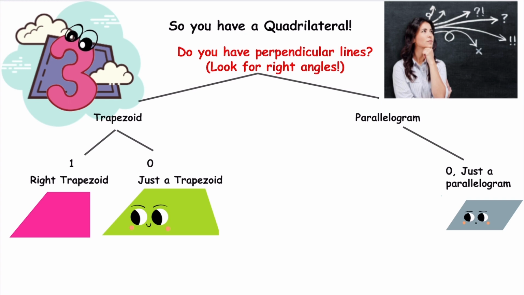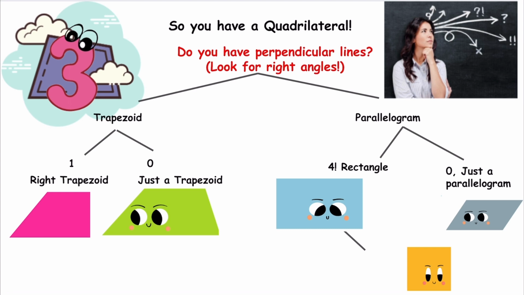But it's possible that all 4 sides have perpendicular lines. You see 4 right angles. You see them everywhere. Well, in that case, you have a rectangle because you have all right angles. That's what makes it a rectangle. I can see 4 right angles in it. Now, there is a very, very special rectangle. We've seen them before, our square.